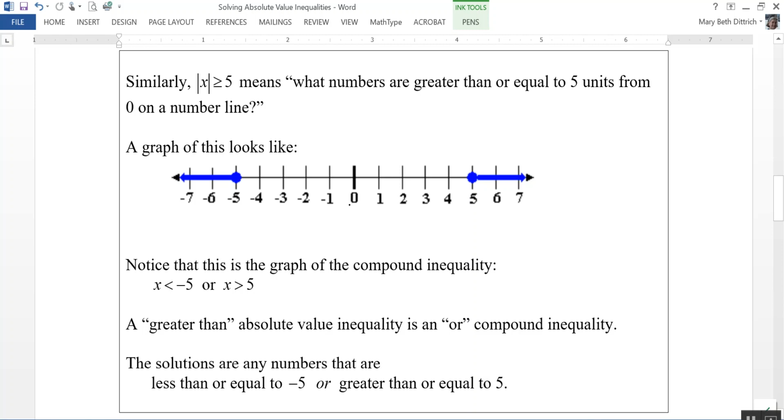Notice that this is a graph of a compound inequality. X is less than negative 5 or x is greater than 5. A greater than absolute value inequality turns into an or inequality. Its solutions are any numbers that are less than or equal to negative 5 or are greater than or equal to 5.